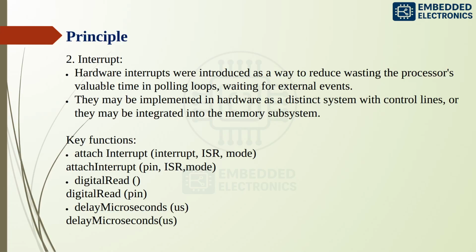But with an interrupt, instead of checking the phone every second, you wait, and when a call comes, the phone rings. That is an interrupt. Here the processor does other work. When the button is pressed, it stops everything and runs a special function. After that it returns back. So an interrupt saves processor time.